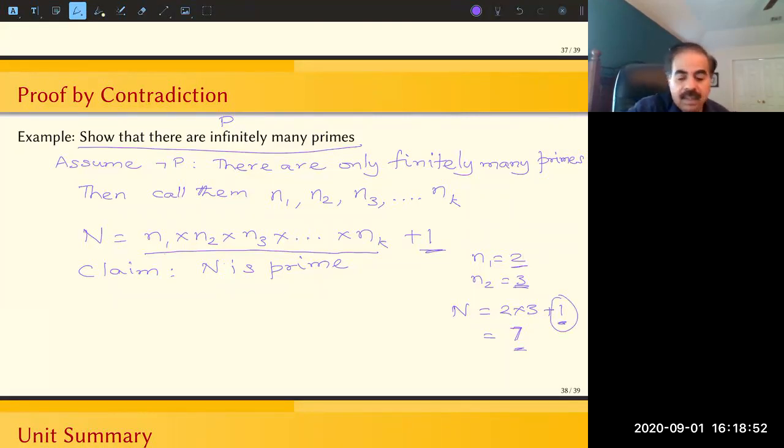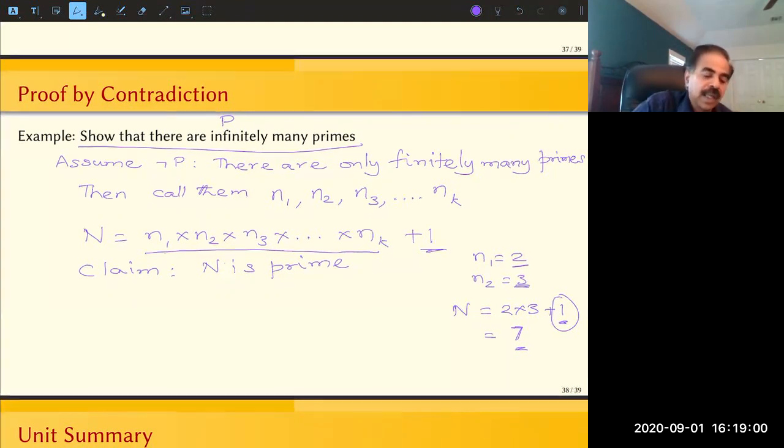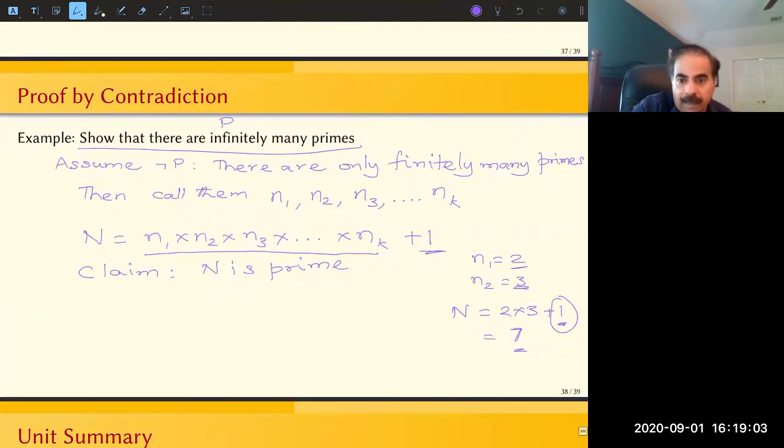Which means that N is not a product of any of these numbers. So N is not a multiple of any of n1, n2, n3 up to nk, which means that N does not have any prime divisors, which means that N itself must be prime. Because we said a composite number is one that has at least one prime factor, and we have shown that this capital N that we have constructed does not have any prime factors, and therefore N must be prime, okay?